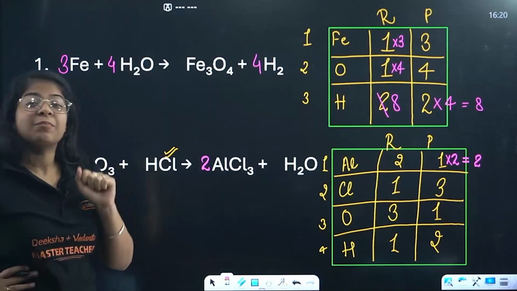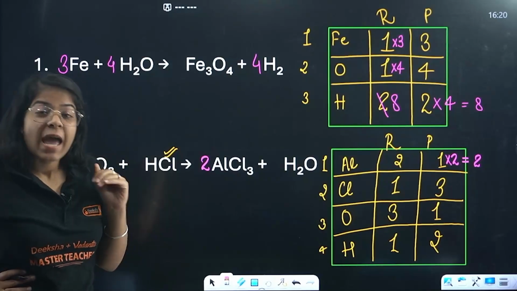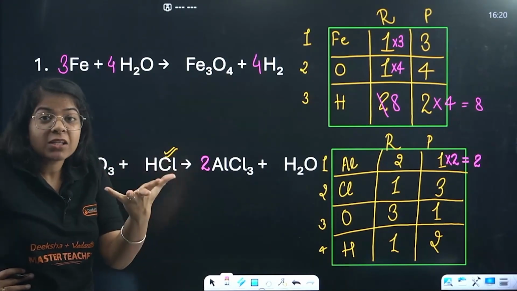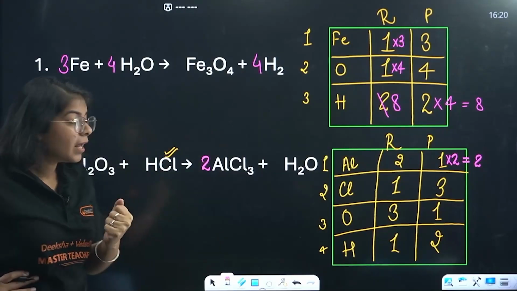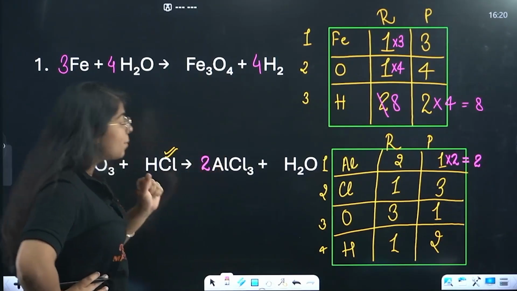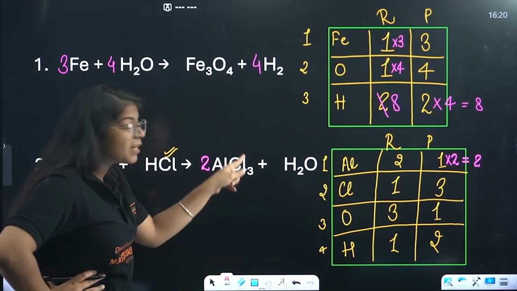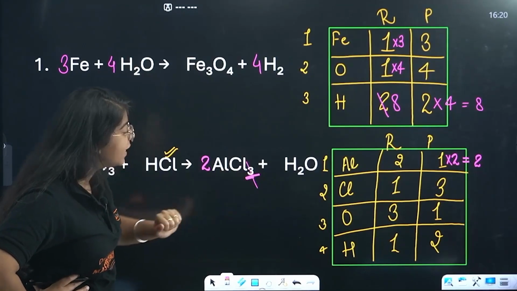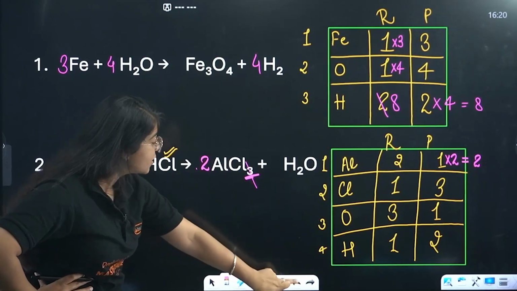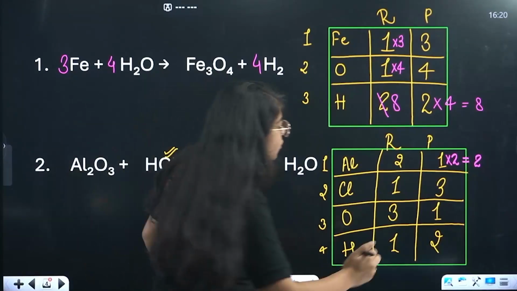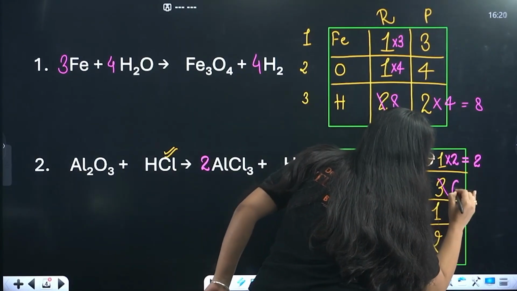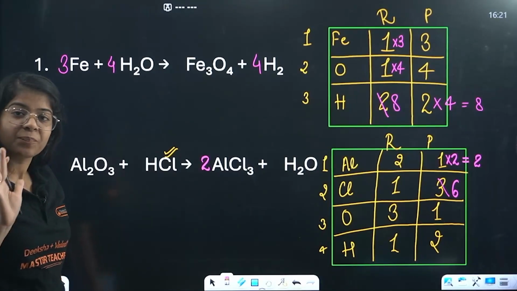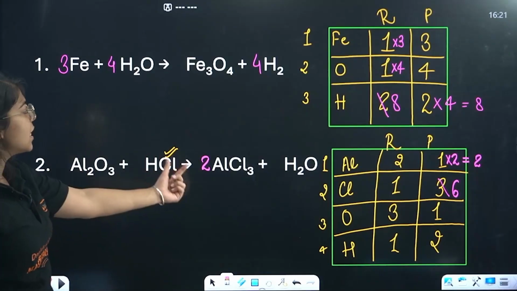But before that, this is where the twist is. Every time you balance some element, you have to check whether your balancing unbalanced something else. So here aluminium became 2, but this 2 also multiplies with chlorine. So now on the product side, chlorine is not only 3, it becomes 2 into 3, that is 6. Understood what I'm trying to say? Okay, still aluminium is balanced.